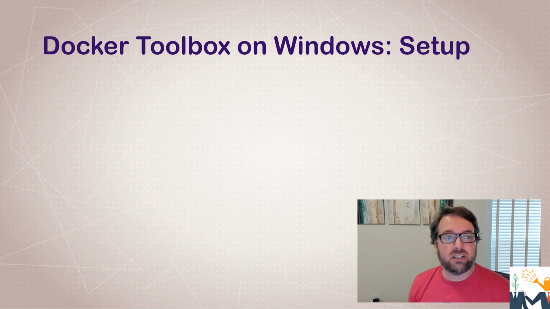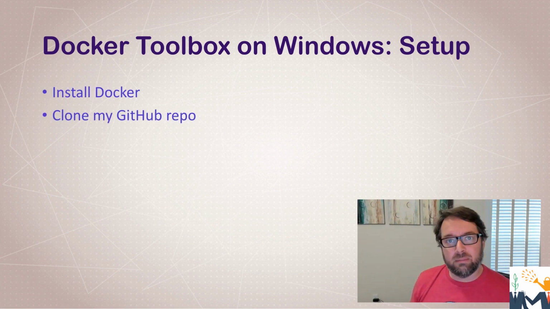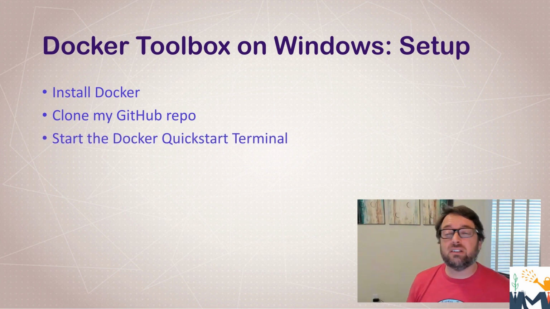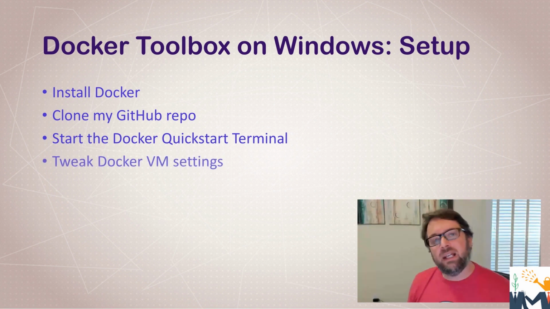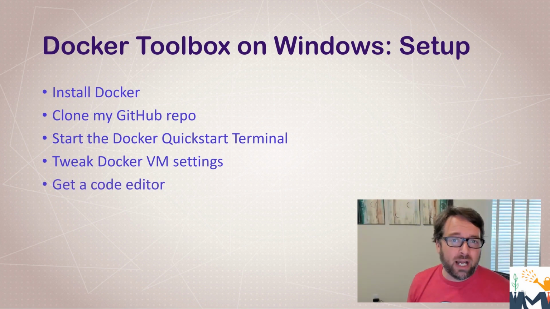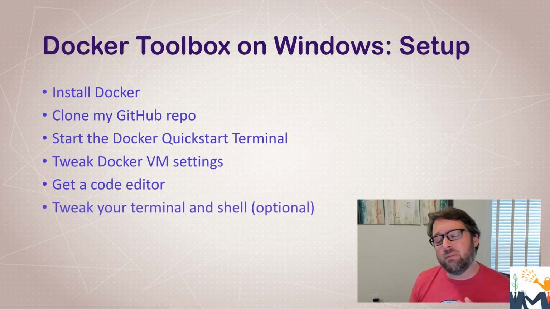So in this lecture, we're going to actually download and install it. Then we're going to clone my GitHub repo. Then we're going to start the Quick Start Terminal, and that is actually the command line interface that Docker gives you for the toolbox. And then we're going to maybe tweak some of the VM settings, or at least show you how to do that. And finally, getting a code editor and seeing how we might change the shell out. So maybe you can use a different shell instead of the default command prompt that comes with Windows.